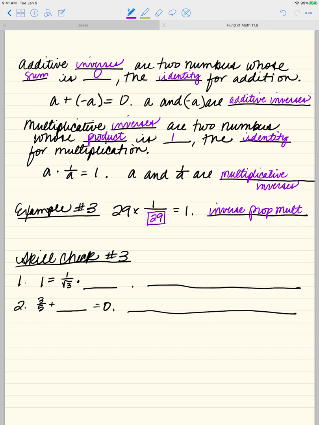Box skill check number 3, 1 is equal to 1 over the square root of 3 times what? Times the square root of 3. Those are multiplicative inverses of one another. This is an example of the inverse, and I can write inverse like that, inv property of multiplication. Okay? 3/5 plus blank is going to equal 0. 3/5 plus its additive inverse, negative 3/5 is going to equal 0, and that would be an example of the inverse property of addition. And that is the end of chapter 11.